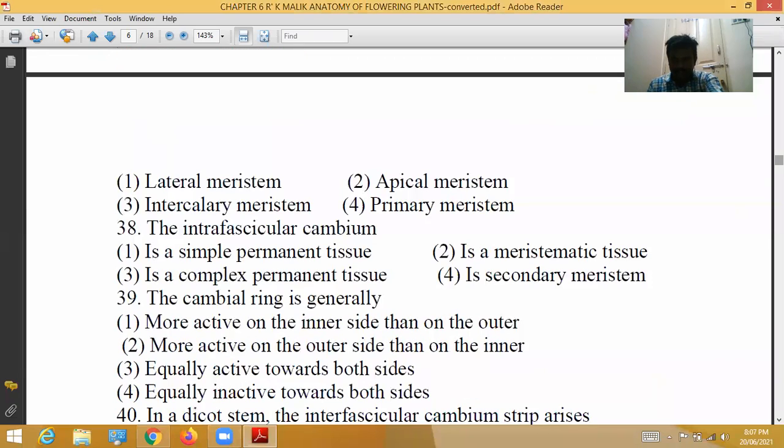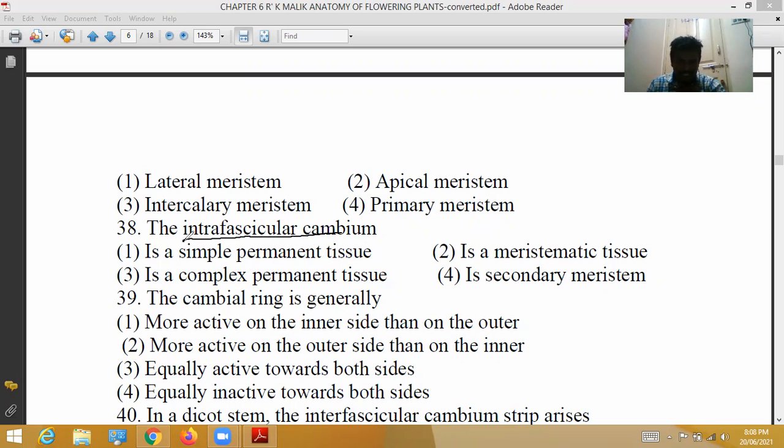Next bit, the intrafascicular cambium. See here, the vascular cambium, intrafascicular cambium, and cork cambium are examples of lateral meristems. See here, these are all the examples of lateral meristems.